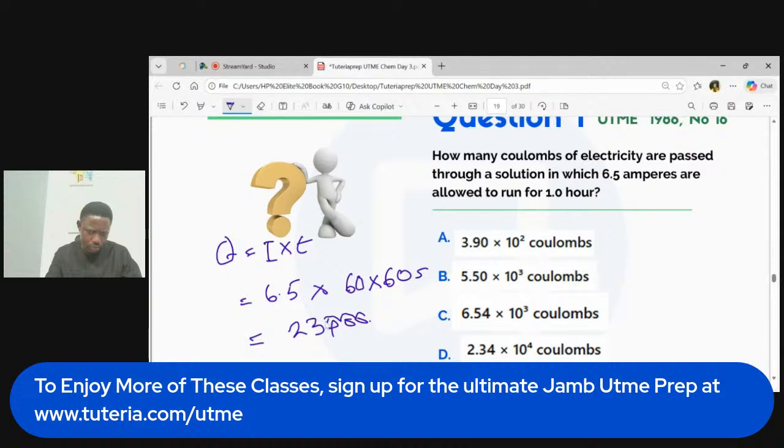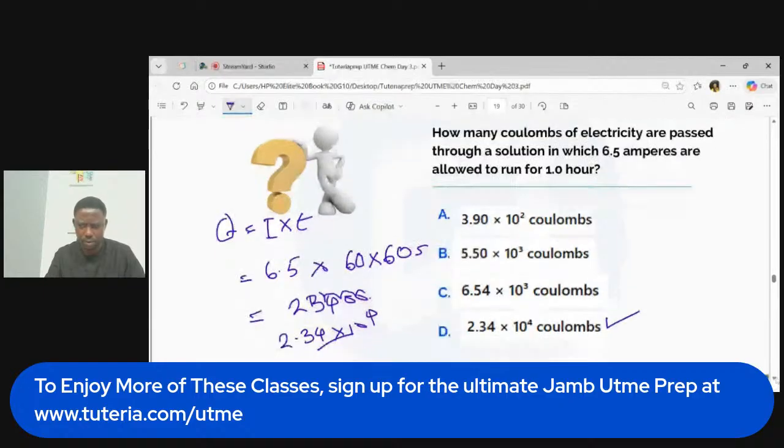1, 2, 3, 4. So that is 2.34 times 10 raised to the power 4. If you're moving backwards like that from the decimal, it's plus. So 2.34 times 10 raised to the power 4. So the answer here is D. So it can be that simple. And that is what I told you, that you should write this formula: Q is equal to IT.